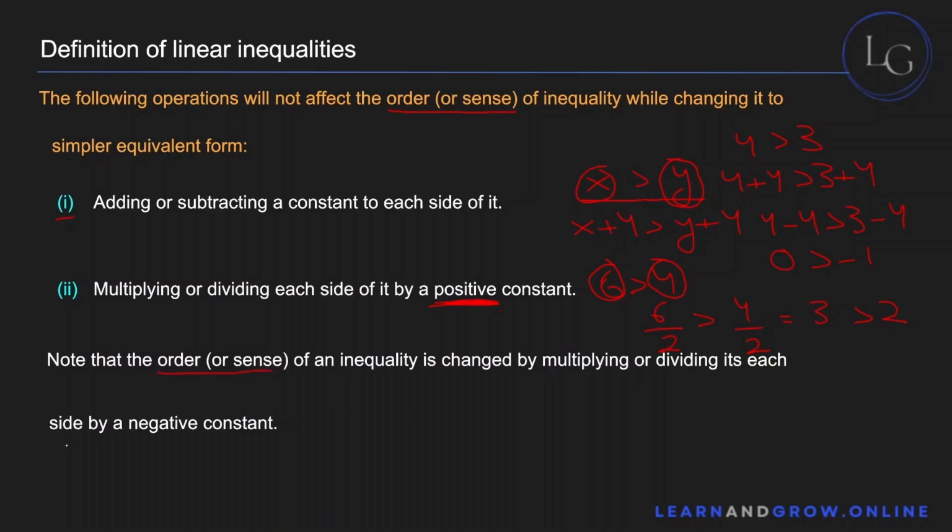But there is a case in which the order or the sense of the inequality changes, and that's when you multiply or divide each of the sides by a negative constant. So for example, again you had 6 is greater than 4. If you divide both sides by minus 2, what do you get? You get minus 3 is greater than minus 2, and as you can see, that is not at all true. So whenever you divide or multiply the inequalities by a negative constant, this symbol will invert. So minus 3 is less than minus 2, and that's indeed very true.